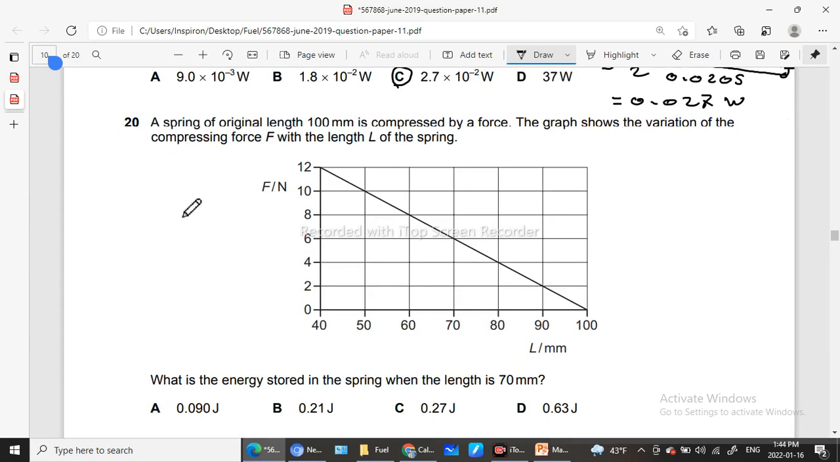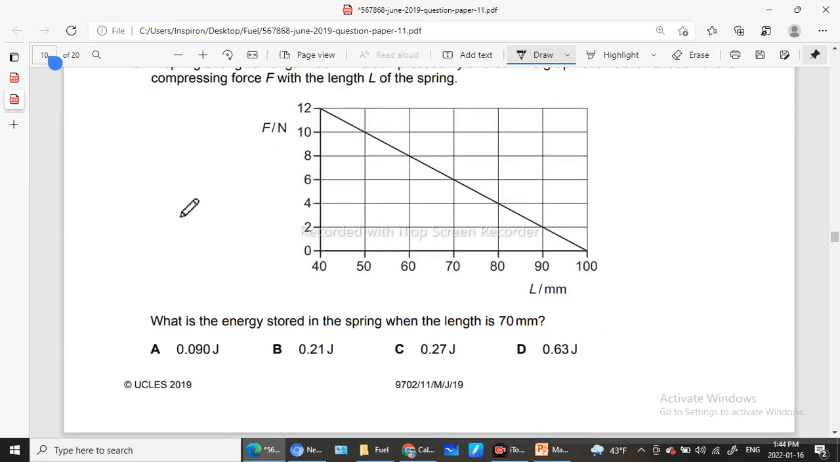A spring of original length 100 millimeter is compressed by a force. The graph shows the variation of the compressing force F with the length L of the spring. What is the energy stored in the spring when the length is 70 millimeter? We can solve this question by two methods. The first method is that the energy stored equals the area under the line, because the spring is compressed to this value, so the area of this triangle.